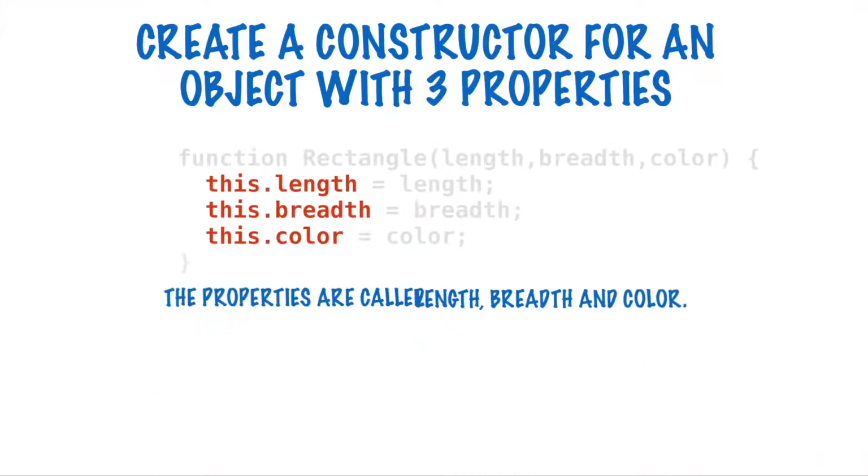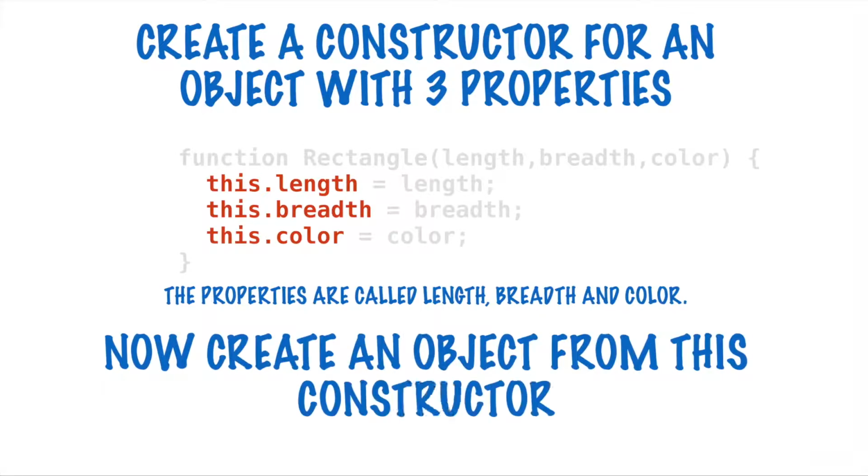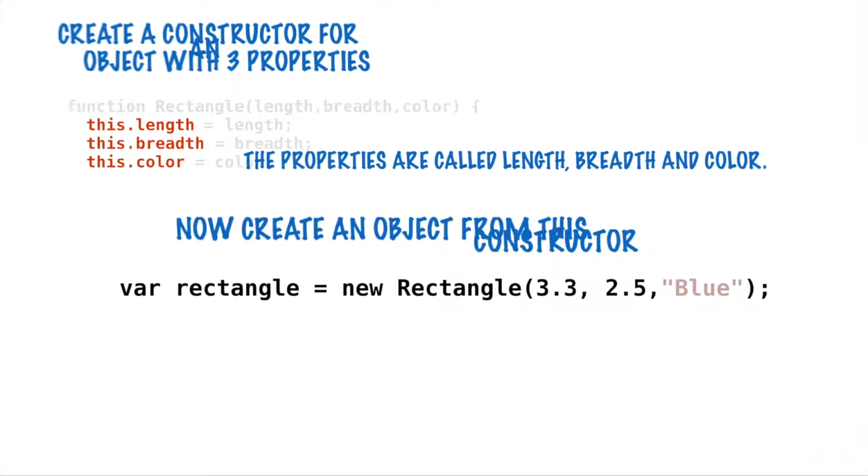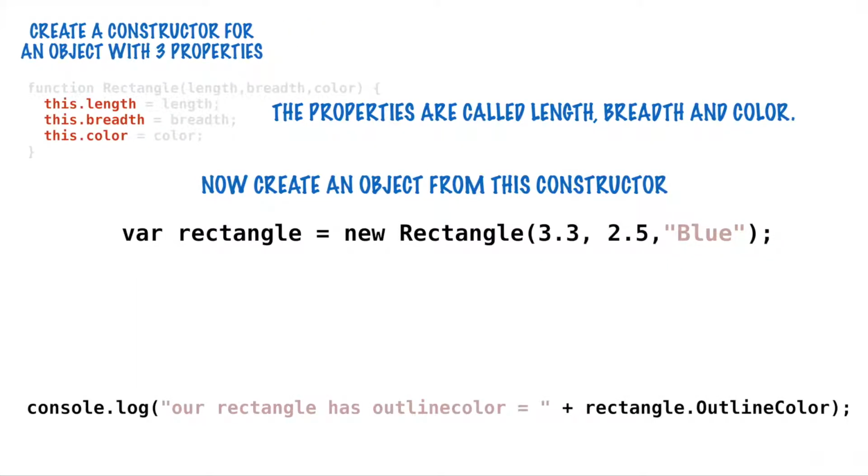The way we create an object using this constructor is also familiar to us. We simply use the keyword new. So we say new rectangle and pass in the arguments we want to use to create this object and assign this object to the variable named rectangle, just like you can see on screen. So remember, rectangle has 3 properties: length, breadth, and color, and we've now assigned an object rectangle to the rectangle variable. This is our setup.